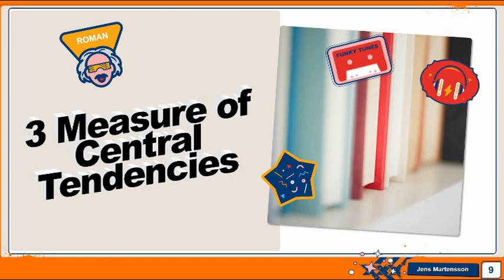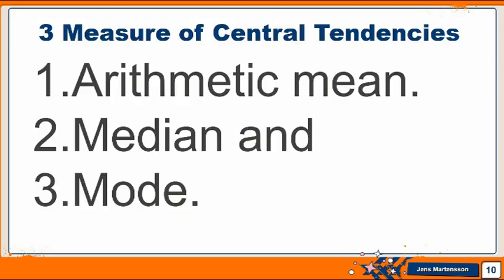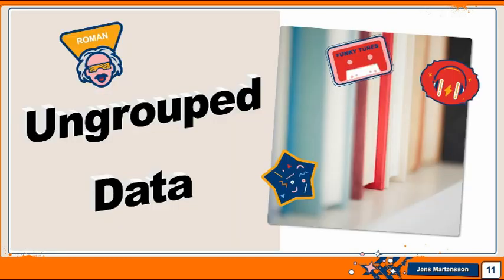So, what are the 3 types of measures of central tendency? We have the arithmetic mean, the median, and the last one is the mode. Some of you might recognize this because these are just a review from your previous lesson in grade 10. We will be dealing more with ungrouped data for this session.